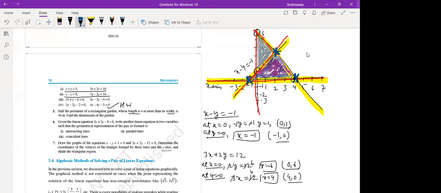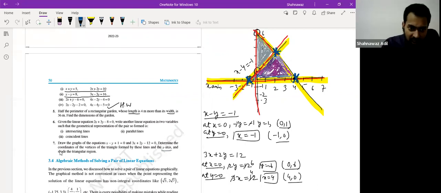So this was the question. They were telling us to draw the graph and determine the coordinates of the vertices of the triangle formed by these lines and the x-axis, and shade the triangular region. So mission accomplished.